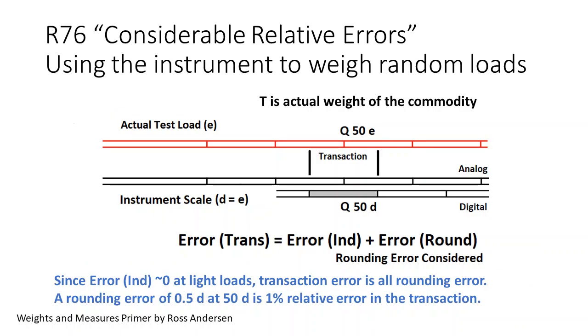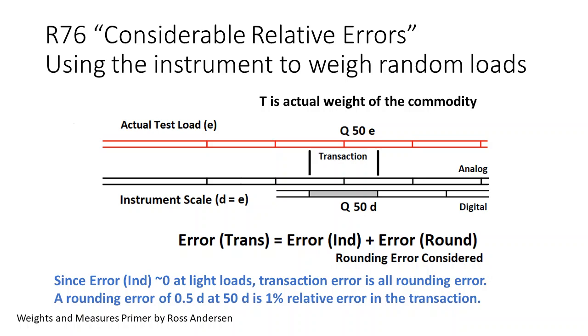Look again at 50D on the instrument scale. The minimum load is not addressing the error of indication, which is essentially zero. Rather, it's addressing the rounding error when the instrument is used in commerce. The actual load can be anywhere within the scale division D. The transaction error at any load is thus a combination of rounding error and the error of indication.